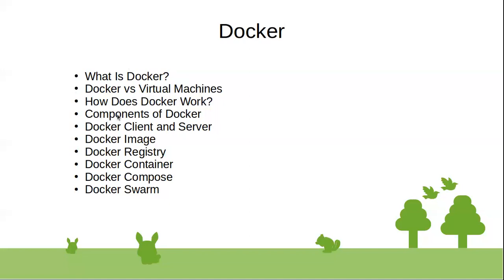How does Docker work? What are the components of Docker, the architecture of Docker, then the Docker client-server architecture. Then Docker images: what is meant by Docker images? What is a Docker registry? Docker container, Docker Compose, and Docker Swarm. These are all the concepts that we are going to see in this Docker tutorial.